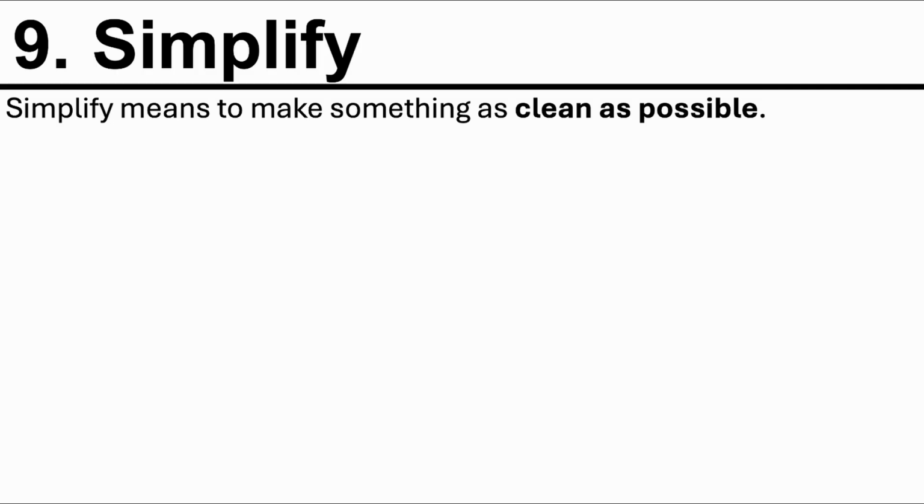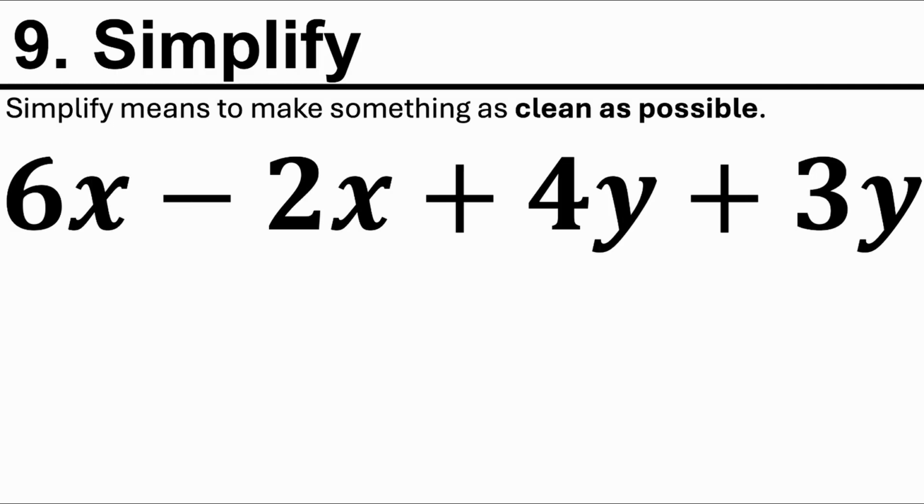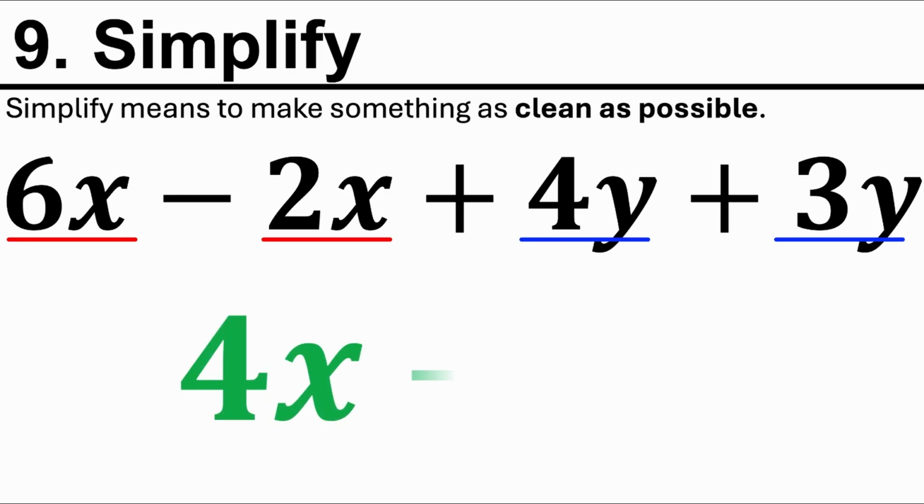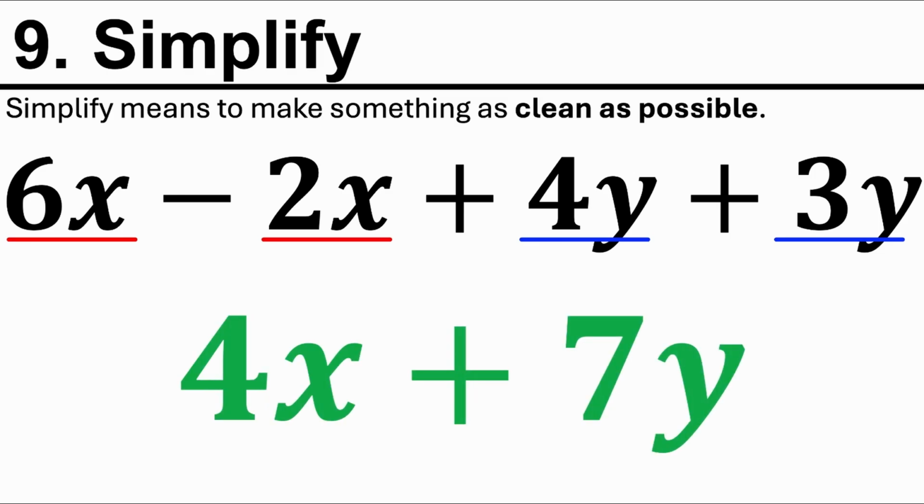So here we have a messy expression, 6x minus 2x plus 4y plus 3y. Well, I have like terms, I have 2x terms, and I have 2y terms, and if I combine them, so 6x minus 2x is 4x, and 4y plus 3y is 7y, I've cleaned up the expression to look like 4x plus 7y, which is simplified.